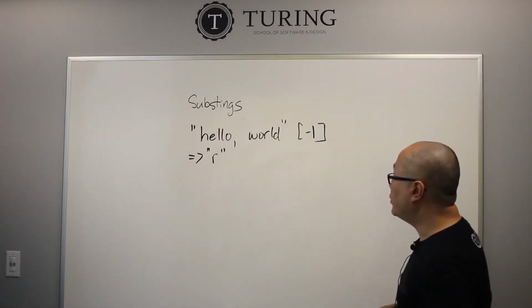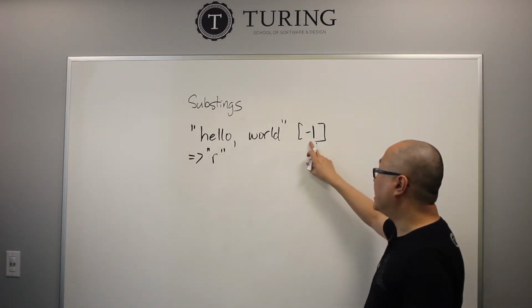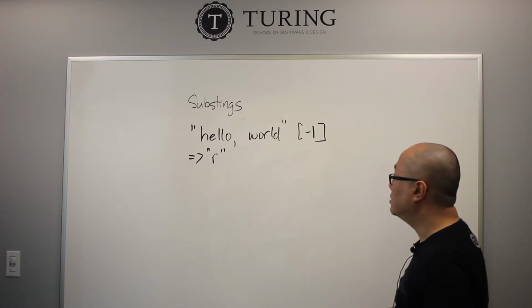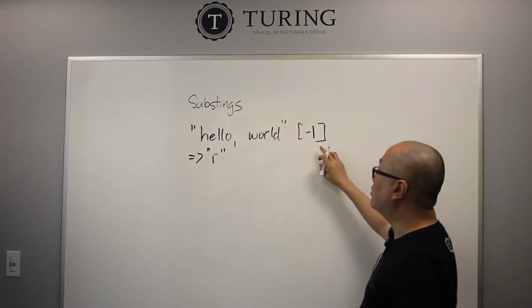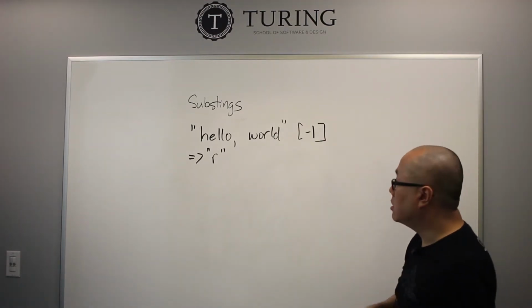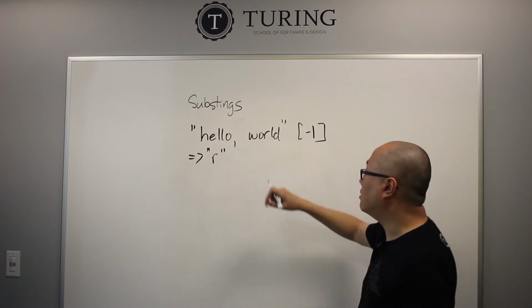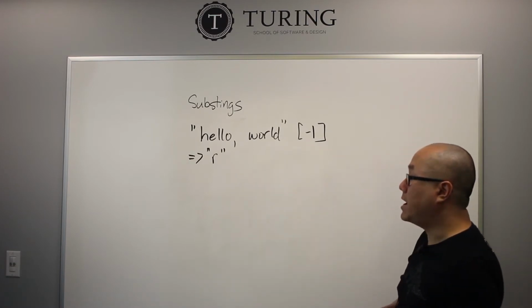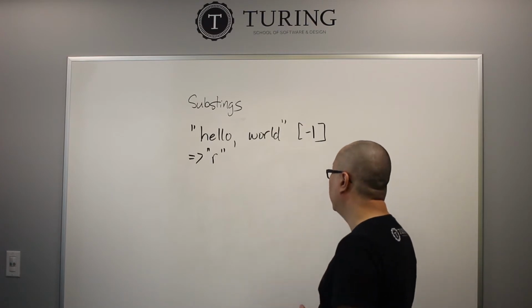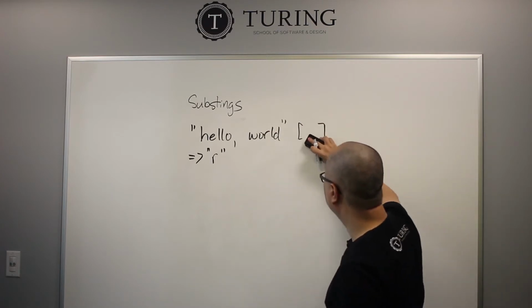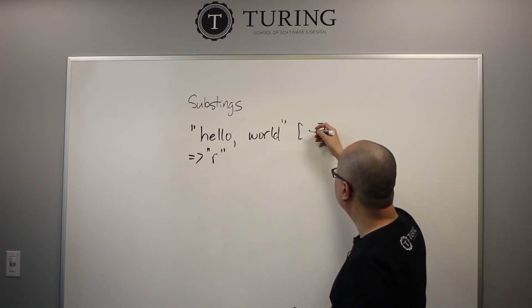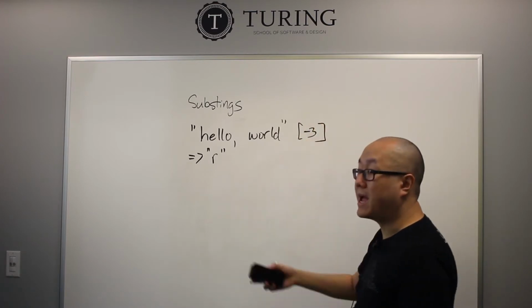Well, if we know that D is -1, what happens when we type in -2? "Hello world" bracket -2 gets us L. So now to get the R, we would have to type in -3, because we're counting from the back.